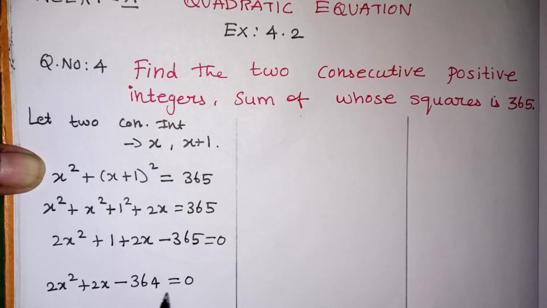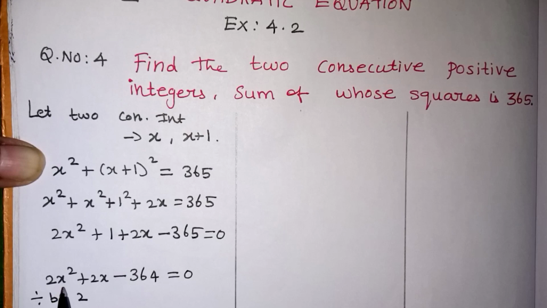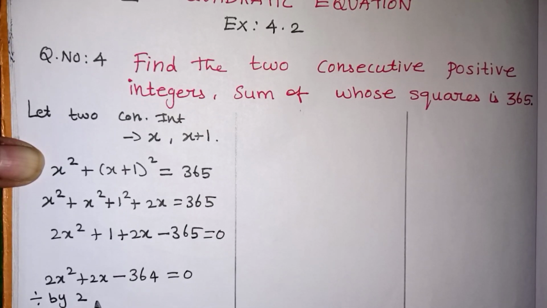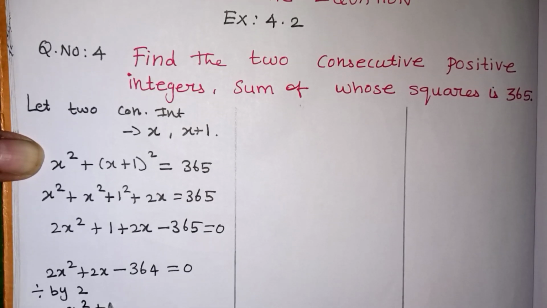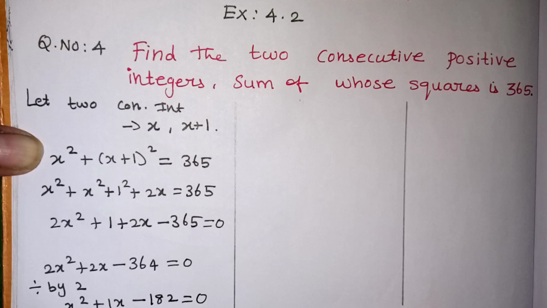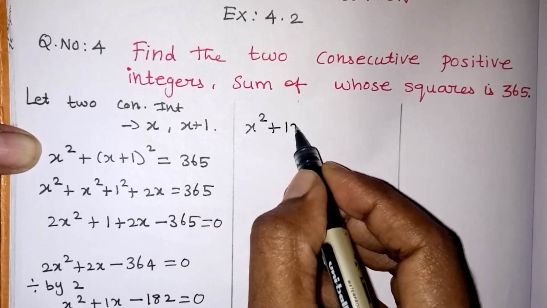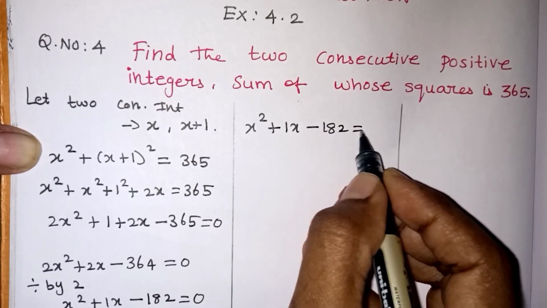All the numbers are divisible by 2. You can divide it by 2 on both sides. So if you are dividing by 2, now all the terms will be divisible by 2. So the equation will be x squared plus 1x minus 182 which is equal to 0. This one we are going to factorize now. The same equation I am copying here, minus 182 which is equal to 0.